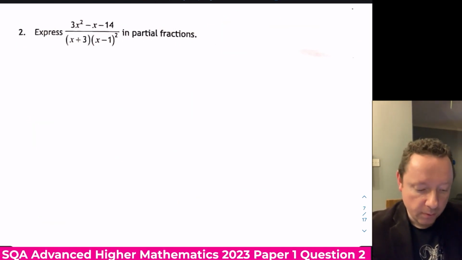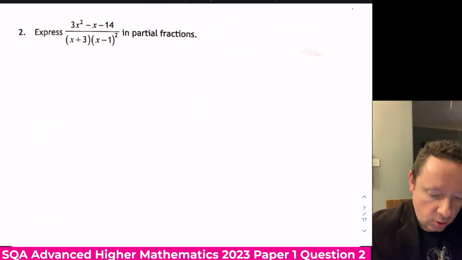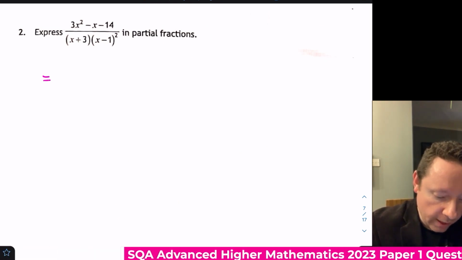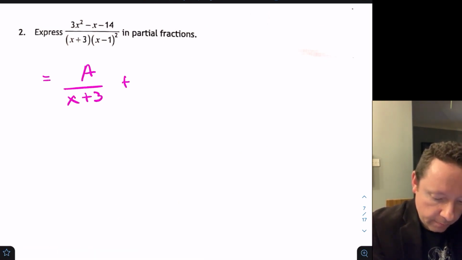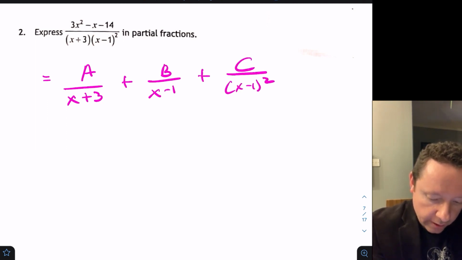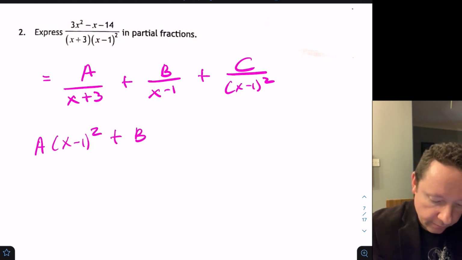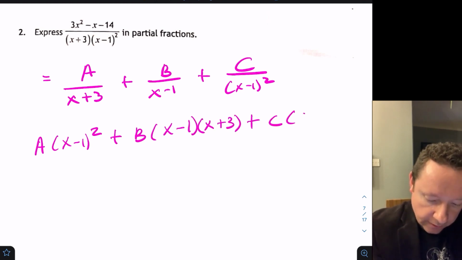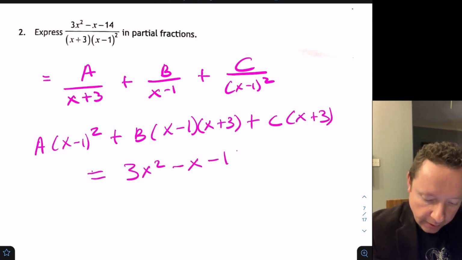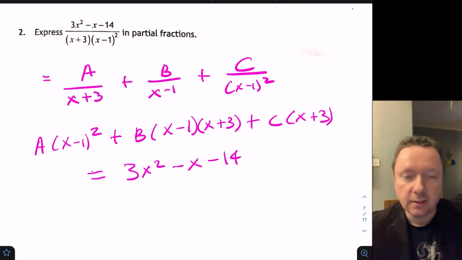Advanced Higher Maths 2023 Paper 1 Question 2. Express this in partial fractions. So we've got a repeated root on the bottom, so the form is A over x plus 3, plus B over x minus 1, but then you add C over (x minus 1) squared because of the repeated root. So let's equate the numerators. Times this one by (x minus 1) squared, we get A(x minus 1) squared, plus B, that needs to be times by (x minus 1) and (x plus 3) as well, and then C just has to be times by (x plus 3), and that equals our numerator of 3x squared minus x minus 14. And now we just pick numbers for x to eliminate to get A, B and C.